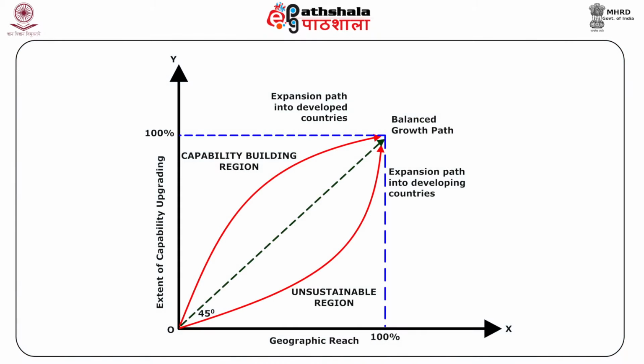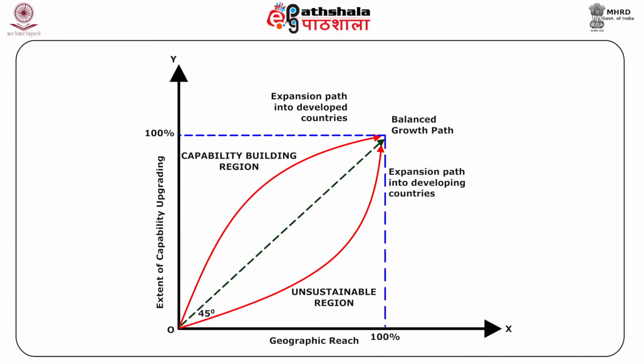But when they enter more advanced countries, they are likely to expose themselves to the cutting edge demand and therefore they need to develop their capabilities. These firms may evolve in a way that helps them to upgrade their capabilities or gain geographical reach or both. This process can be understood with help of figure. In figure, we have taken the geographical reach on the x-axis and the extent of capabilities on the y-axis.